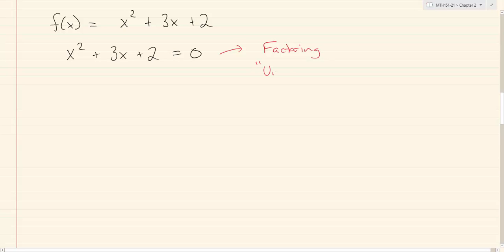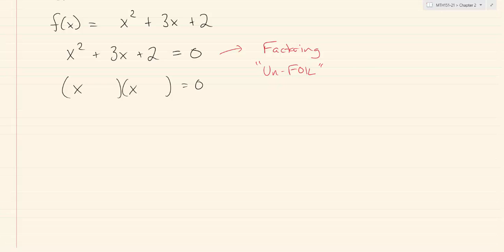or unfoiling. If you know what FOIL is, first, outside, inside, last. You may remember this. Parentheses, x and an x. And now you play this little game. The game is, what are factors of 2, numbers multiplied together that give you a positive 2, that when added together give you a 3? 1 and 2. So this becomes x plus 1 and x plus 2. And we've now successfully factored that quadratic.